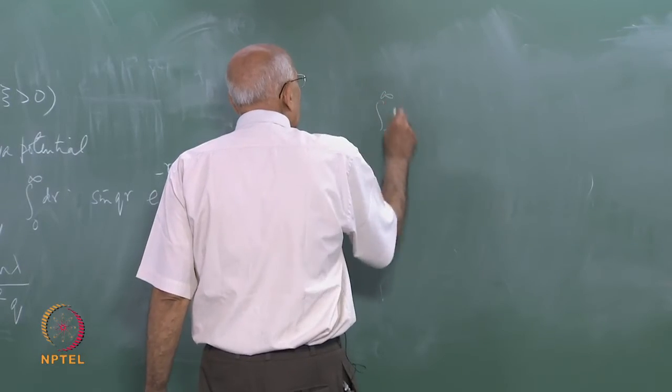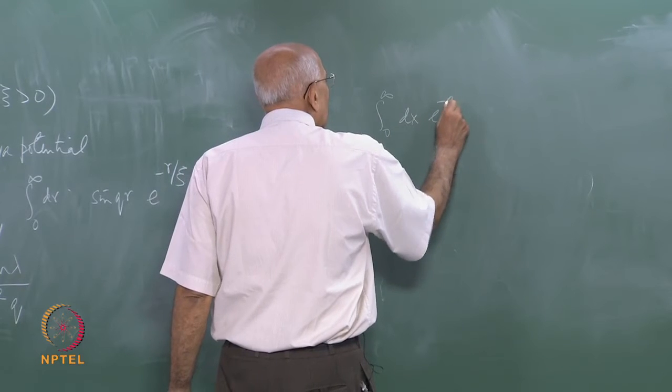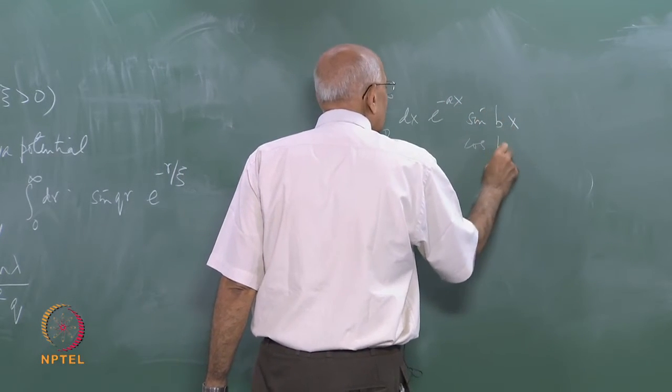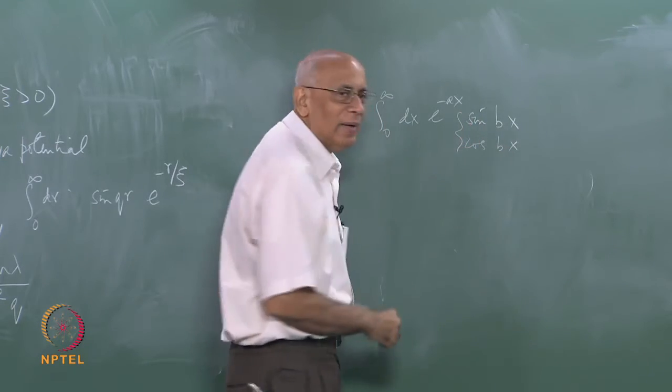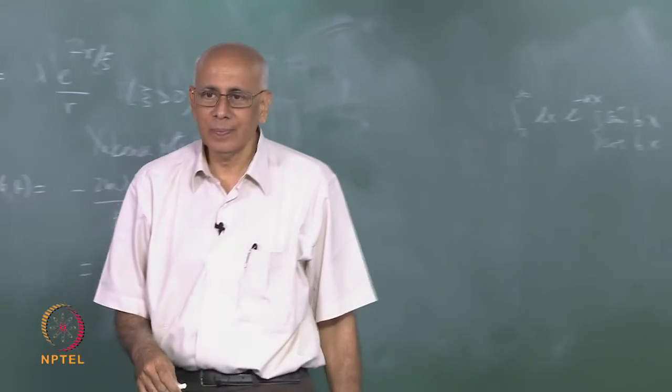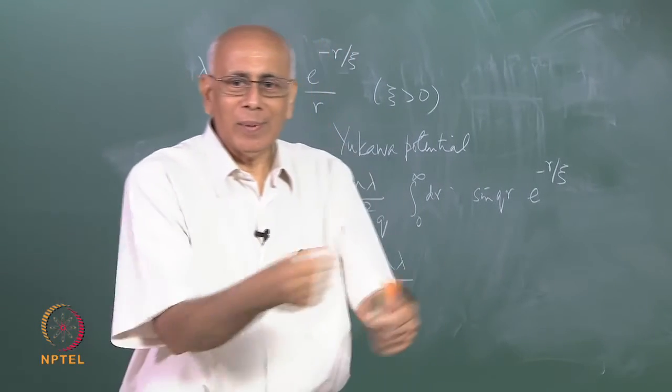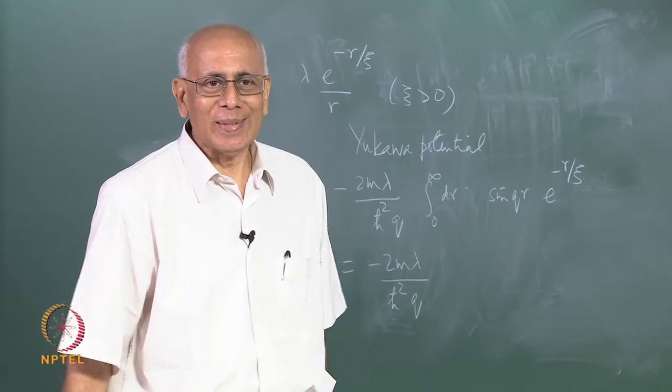Integral from 0 to infinity dx e to the minus ax sine bx or cos bx. What are the values of these integrals? You have to integrate by parts and then you bring it back and so on. So what do you get at the end of it?